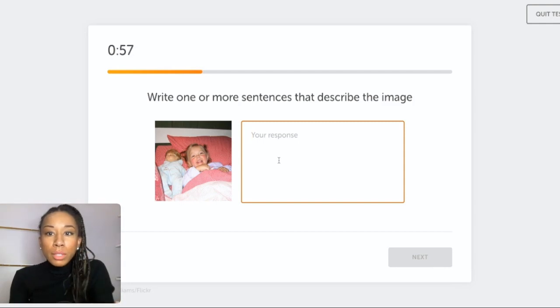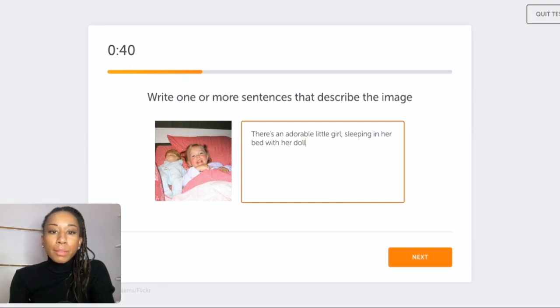Write one or more sentences that describe the image. Okay, there's a little girl. I'll write an adorable little girl sleeping in her bed with her doll. She's laughing. So maybe her dad has told her a joke before bedtime.